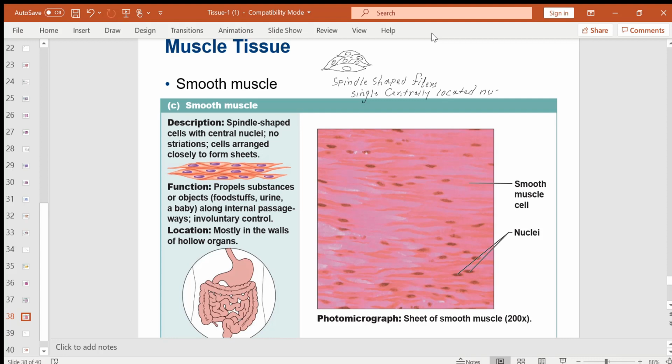No striations, no intercalated disc, no branching, right? Very simple. Now, when you see the smooth muscle under the microscope, sometimes it is difficult to see the cell membrane or boundary, since many cells are packed together. So this is one smooth muscle fiber like this, another is like this. Although it's difficult to see the borders. So smooth muscle is also involuntary.